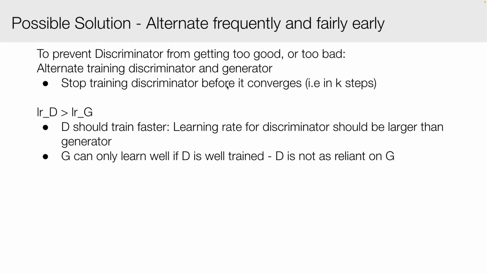The other thing, right? We're talking about the case where the discriminator is really good. If the discriminator is really bad, right?